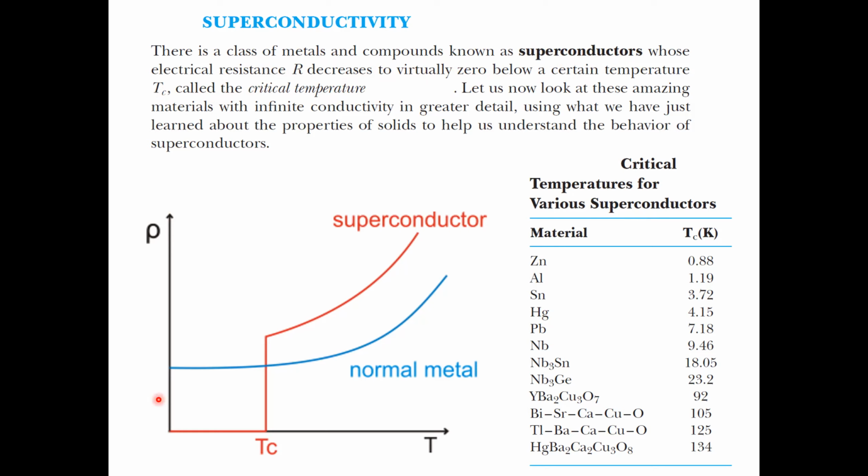And let's take a look at the graph. Here what we plot is the resistivity, rho. Some people can plot R versus T, but you're going to end up with the same shape. So rho is resistivity, and sometimes we can use R. R is resistance.